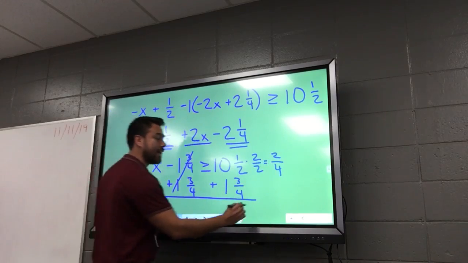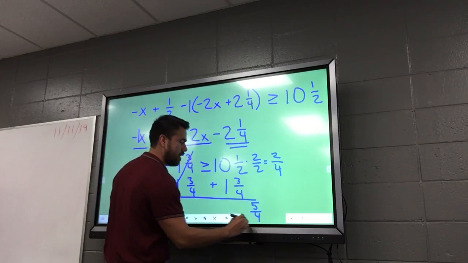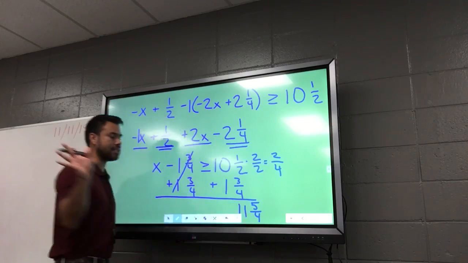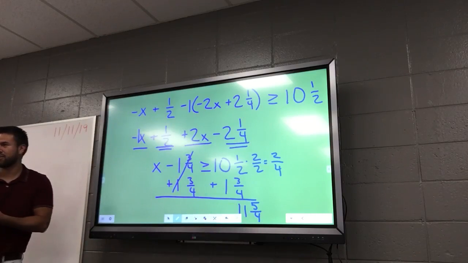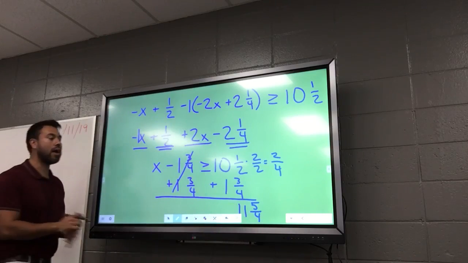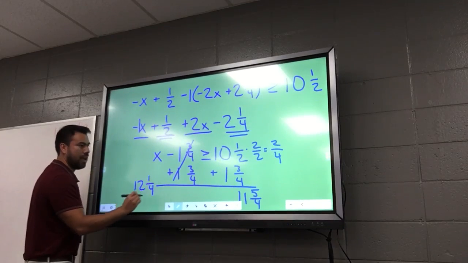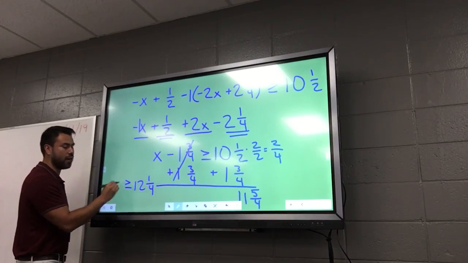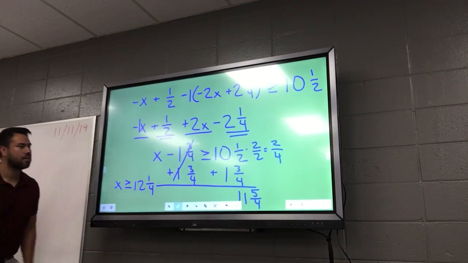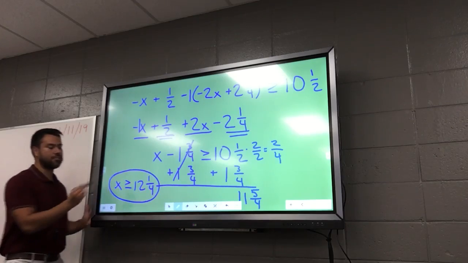Okay. I get 5/4 and 11, but that's not the answer. That's a bad answer. I am now sad. 12 and 1/4. And it's x is greater than or equal to that. That's what you would get.